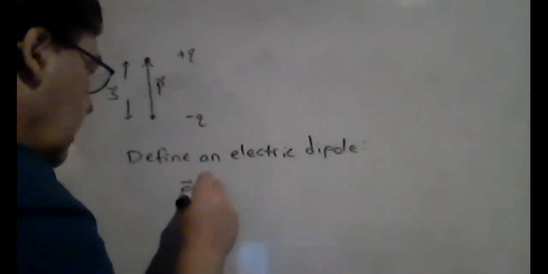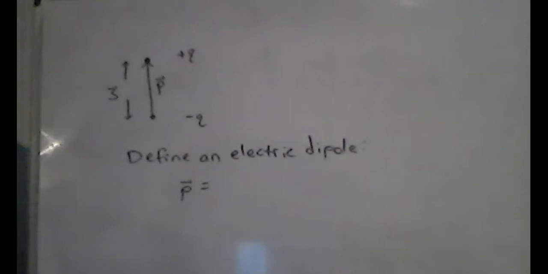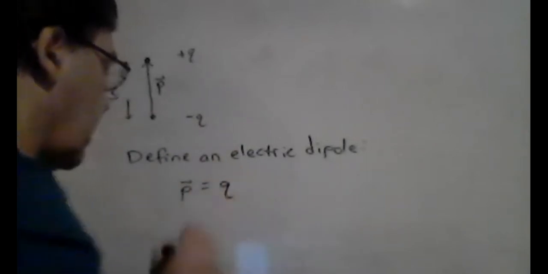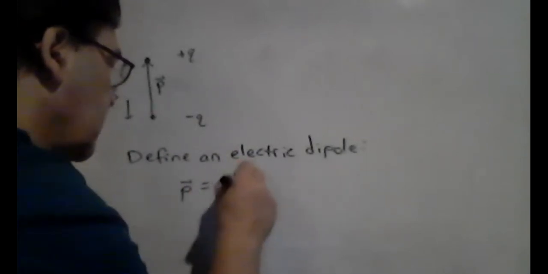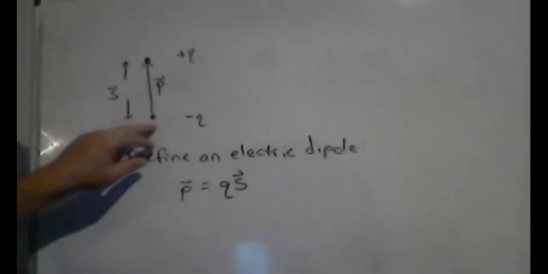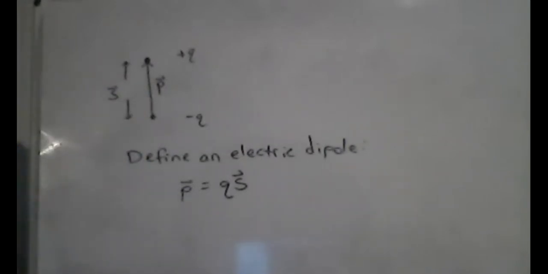You define electric dipole as P. Again, another use of the letter P. I do not know why they want to use P. We already use it for momentum, and we use it for pressure and power, and now we use it for electric dipole moment. But it is what it is. It's given as essentially this separated charge Q times S. Simple as that. It is a vector, drawn from the negative charge to the positive charge.